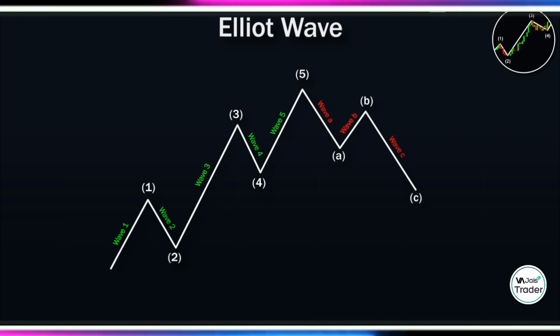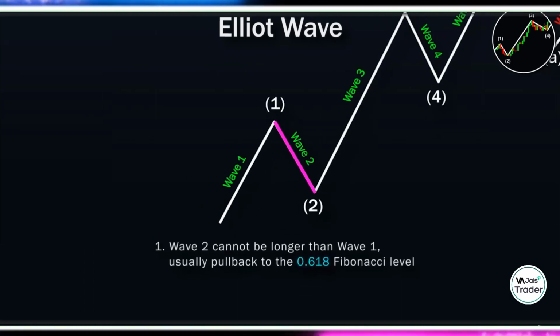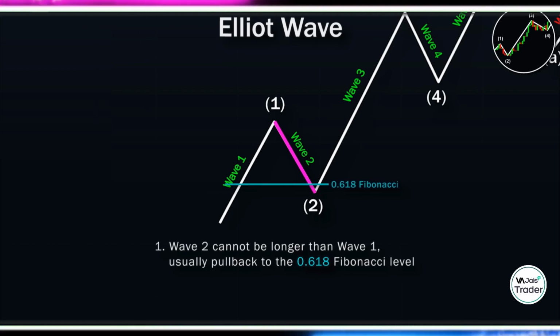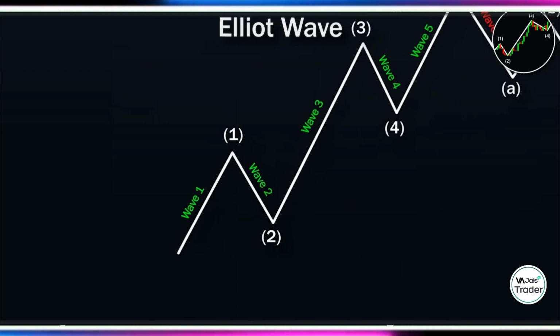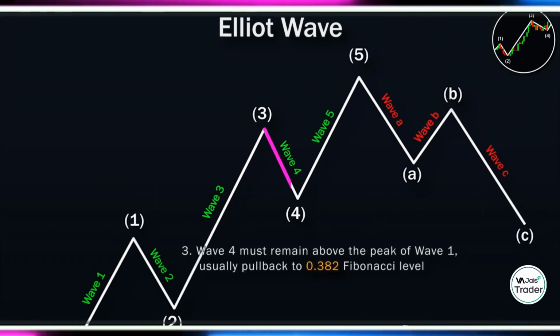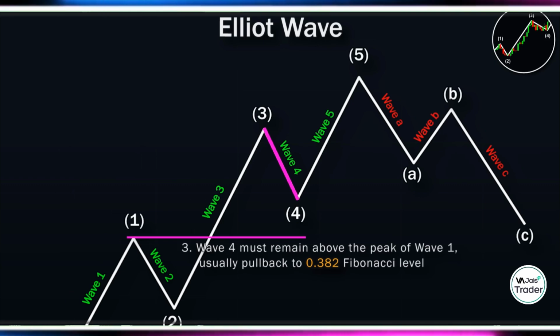Now, there are specific rules to ensure that a movement is considered as a valid Elliot wave. First, wave 2 cannot be longer than wave 1, and usually pulls back to the 0.618 Fibonacci level. Second, wave 3 must be the longest wave amongst wave 1, 3, and 5. Third, wave 4 must remain above the peak of wave 1, and usually pulls back to the 0.382 Fibonacci level.